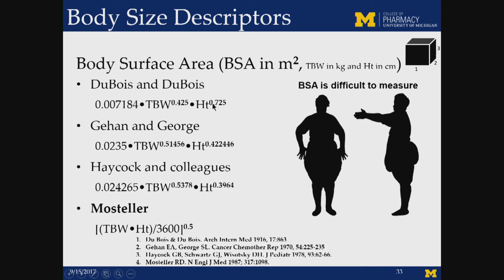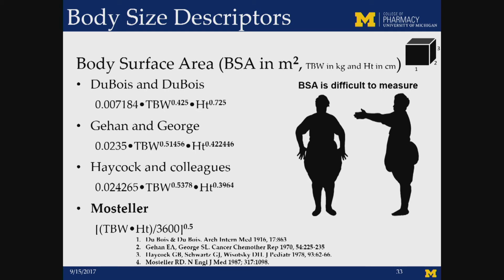Other individuals over time have thought this equation to not be representative because it was based on 9 individuals, and they then included an additional 23 individuals in their model. So Gehan and George tried to expand on this model by studying a larger sample of individuals, but really came up with similar exponents, and I'm going to explain why that's the case. Haycock and colleagues tried to expand this to include pediatric populations. And then we have Mosteller, who wrote a simple letter to the editor in the New England Journal of Medicine that simplified a lot of these equations. Because of its simplicity, this equation is included in a lot of textbooks, and it simply takes the weight times height of the individual divided by 3600 and is essentially the square root of that.